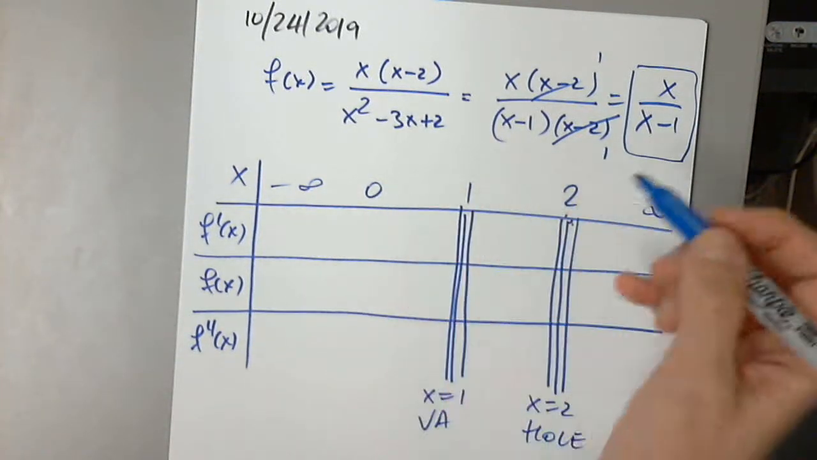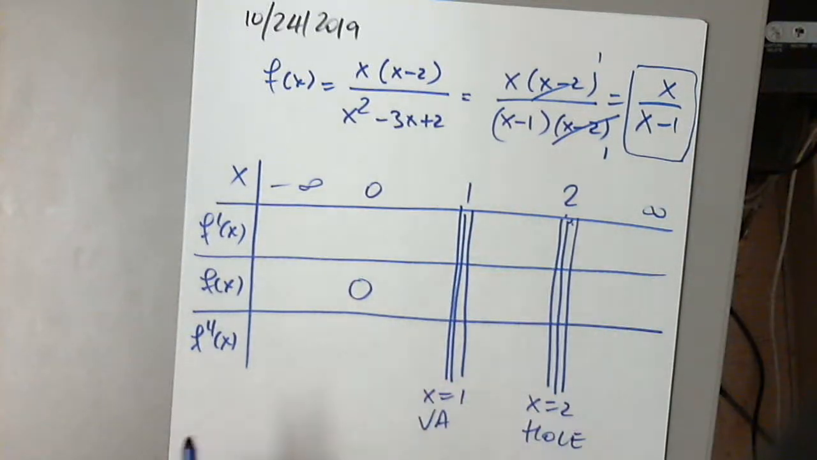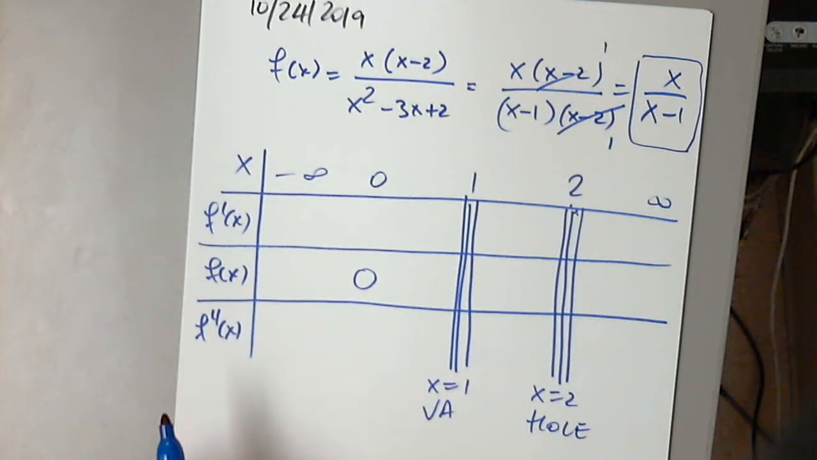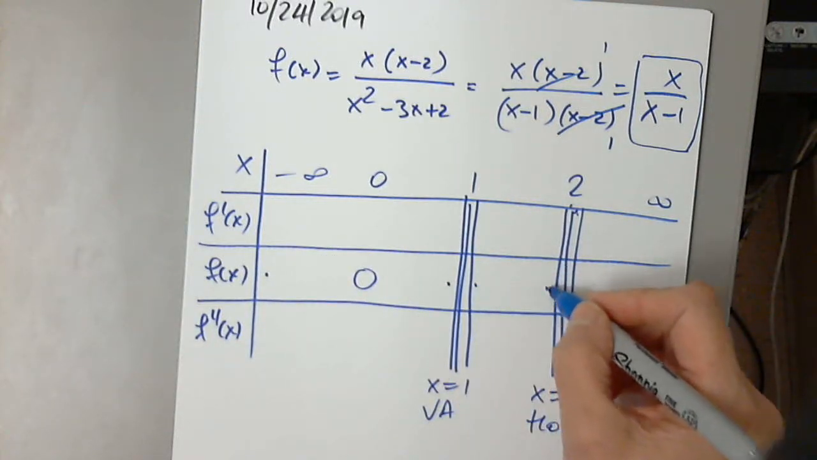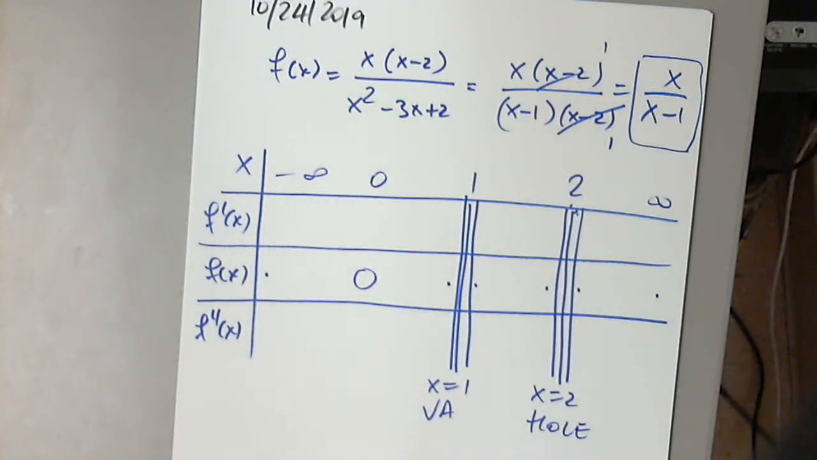I have to plug in 0. When I plug in 0, I get 0. I have to determine this limit, this, and this, and then I can move on to the first derivative, not before.